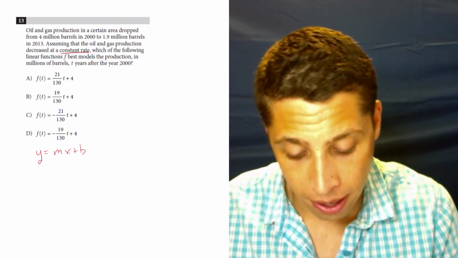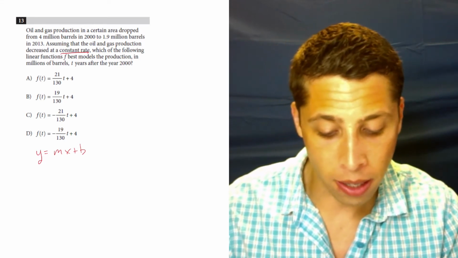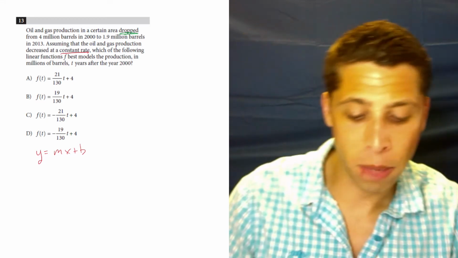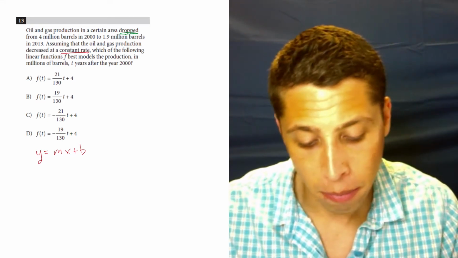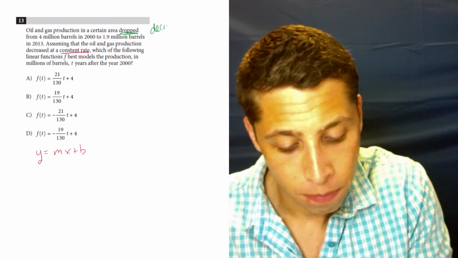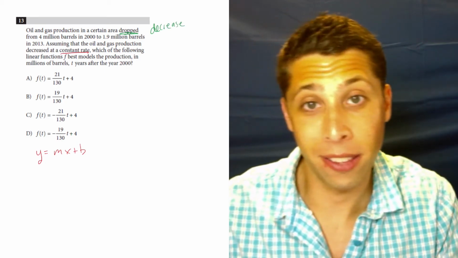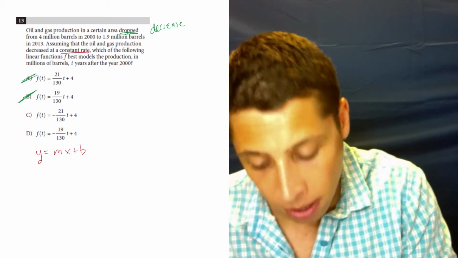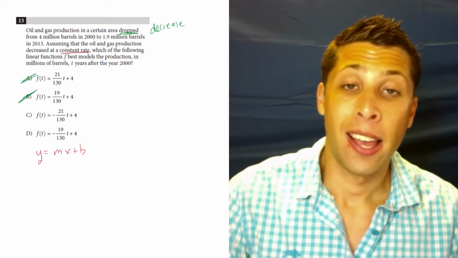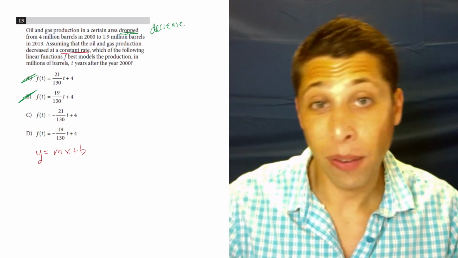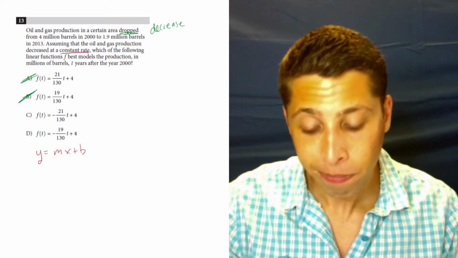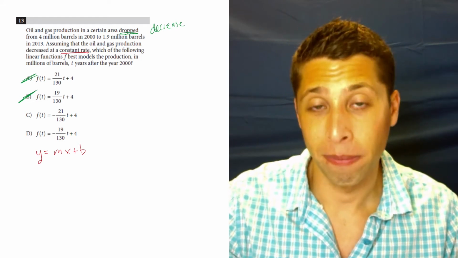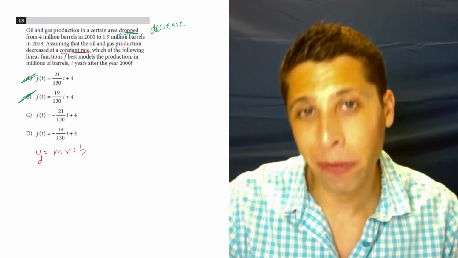What do they say? They say that the oil and gas production in a certain area dropped from 4 million barrels to 1.9 million barrels. That's a decrease. So we're going to want the answer that has a decrease, that has a negative slope. So that gets rid of A and B very quickly. And now on a hard question, we've got a 50-50 chance of getting it right. However, even people who make that realization, most of them still get it wrong.